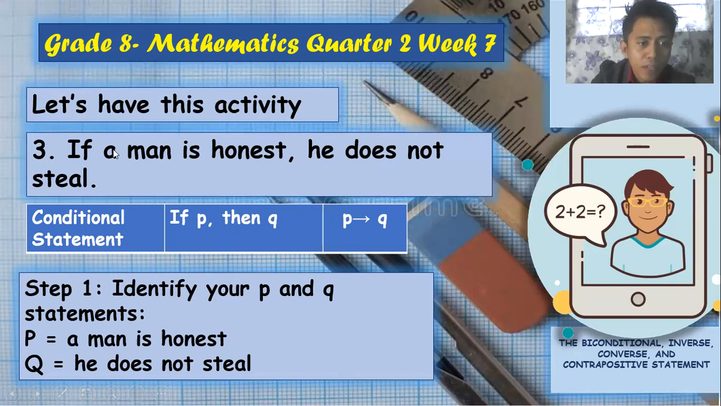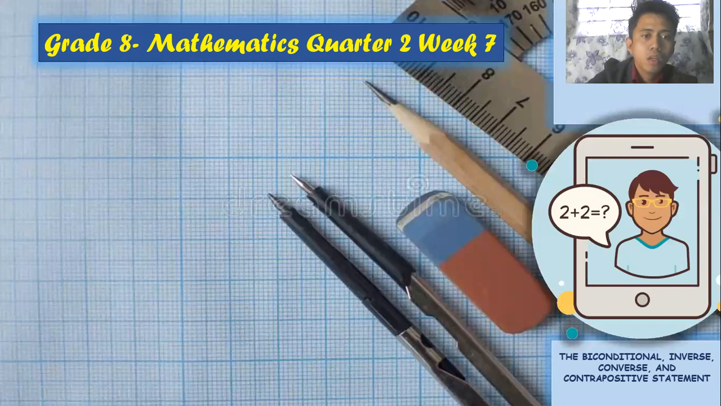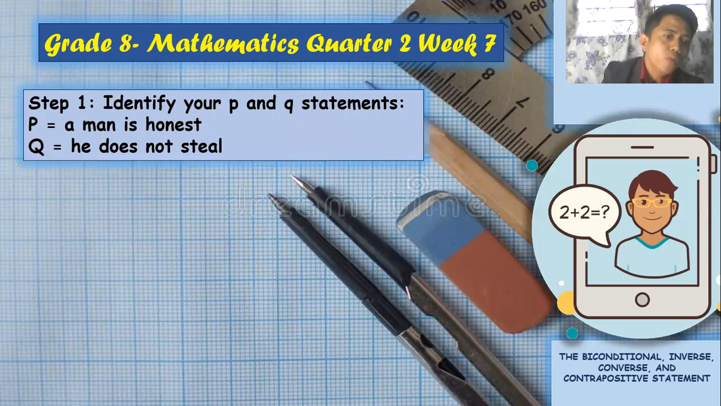So our P is "a man is honest" because it is written in the pattern of "if P." So we have if P. What is our P? A man is honest, followed by the word "then." Since there's no word "then" here, the second statement implies the conclusion. Therefore, we can consider this as our Q: he does not steal. So that is our Q. We're done with identifying our P and Q statements.